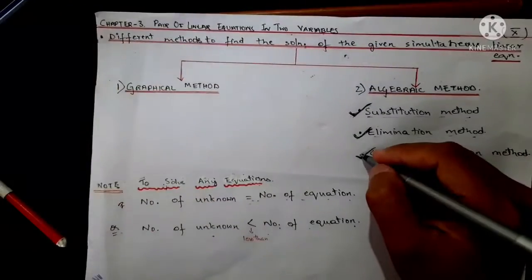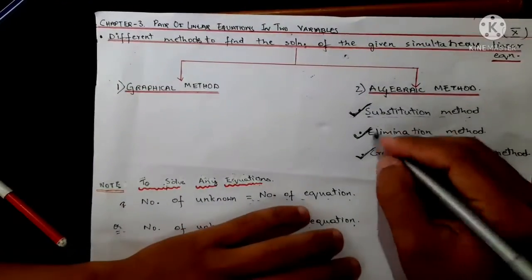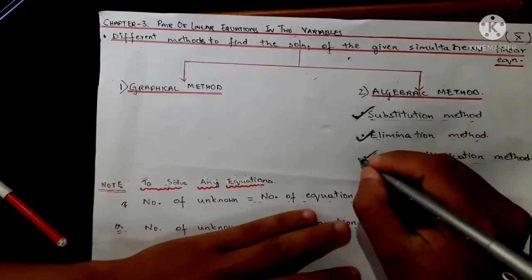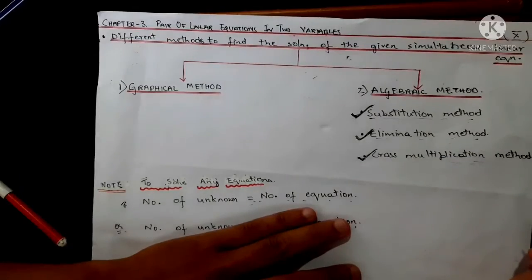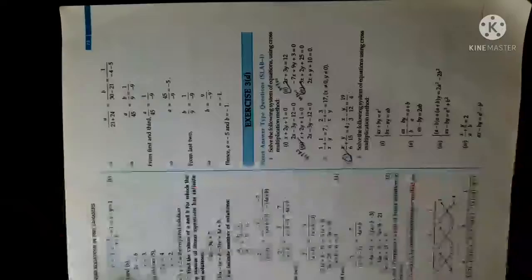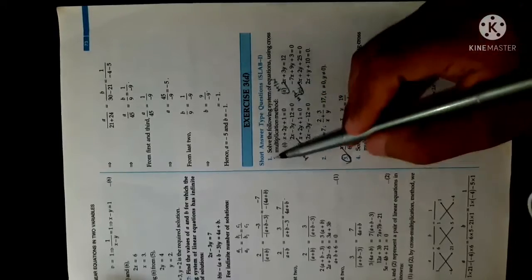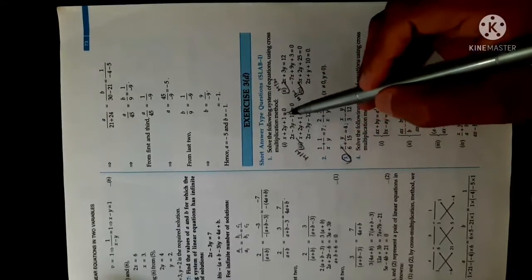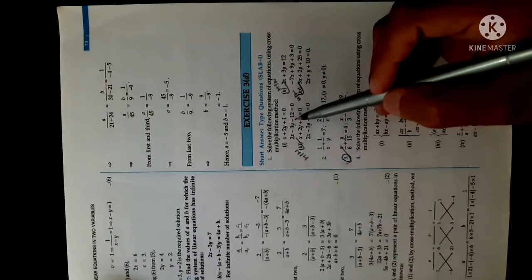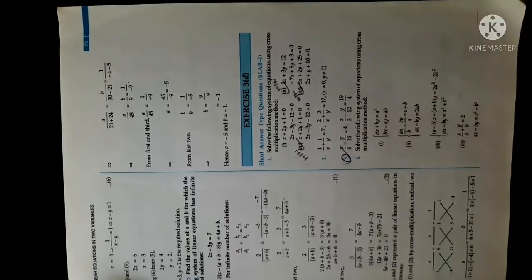Hello students, in today's video we will solve simultaneous linear equations by using the cross multiplication method. So we'll do exercise 3D. Question number 1: x plus 2y plus 1 equals 0 and 2x minus 3y minus 12 equals 0.